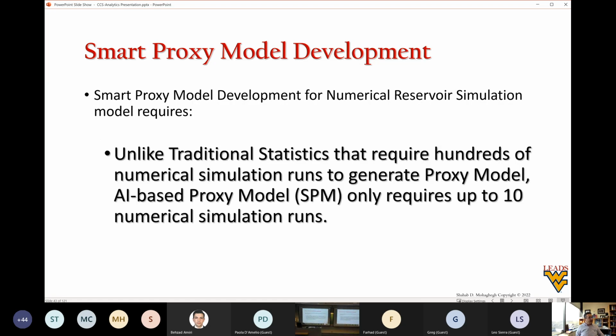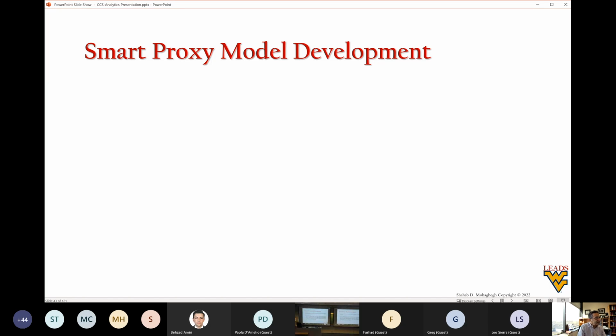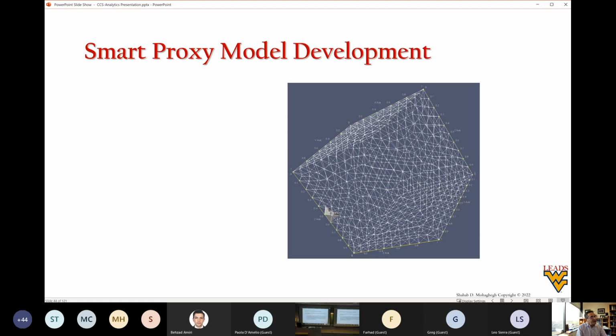An example. Unlike traditional statistics, folks, that requires hundreds of numerical simulation runs to generate a proxy model, the AI-based proxy model, which is the smart proxy model, only requires much fewer numerical simulation runs: 10, 20, no more than 30. In statistics, you need hundreds, 250 up to 500. So let me give you an example.